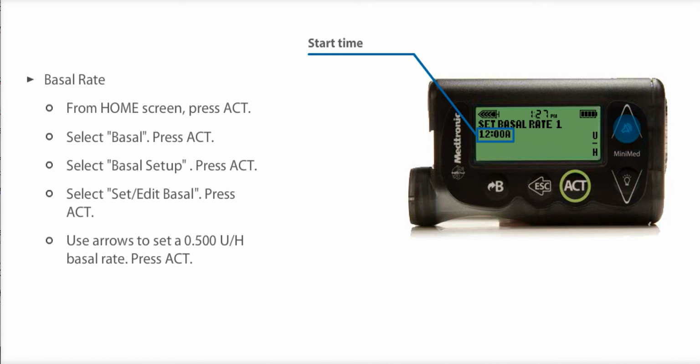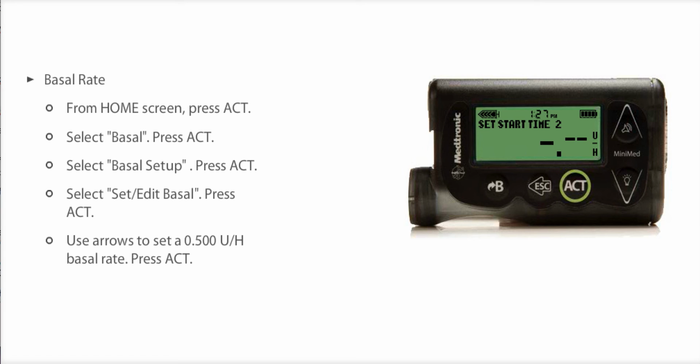Notice that the start time of your first basal rate is midnight, 12 a.m. The start time of the first basal rate is always midnight and cannot be changed. Press Act. When you press Act, the Set Start Time 2 screen appears.